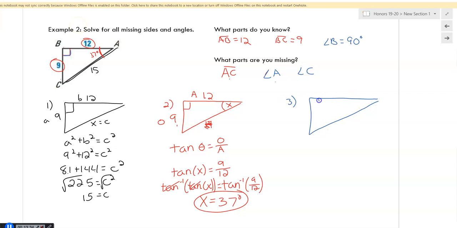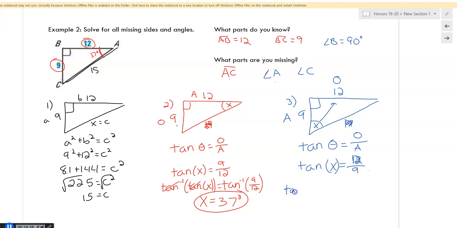So again, for this part 3, I'm just going to redraw the triangle. And now I'm solving for angle C, which is down here. Same type of problem as this, right? So we have our opposite side, our adjacent side, and our hypotenuse. Again, the hypotenuse doesn't matter. So we're using tangent. So then the tangent of x equals 12 over 9. So these are almost exactly the same problem, but this has been flipped, right?